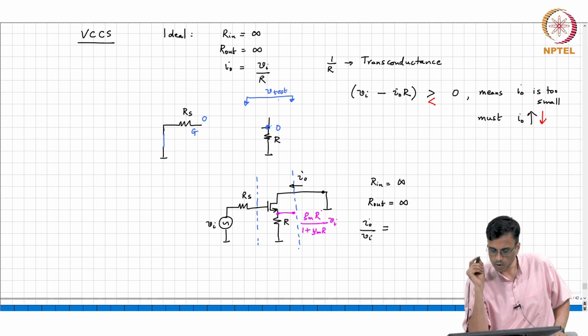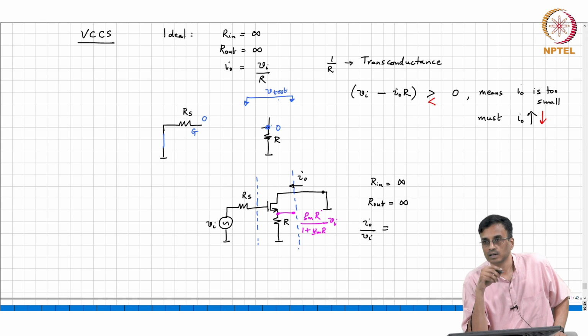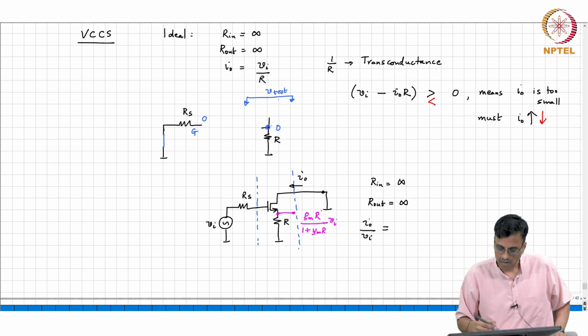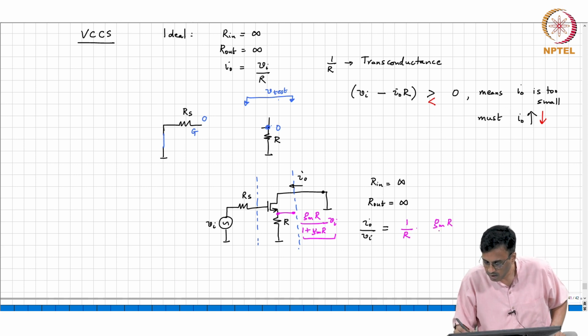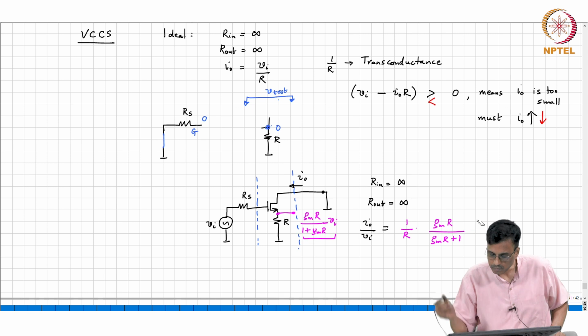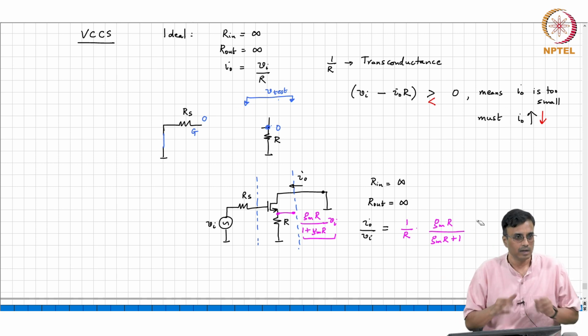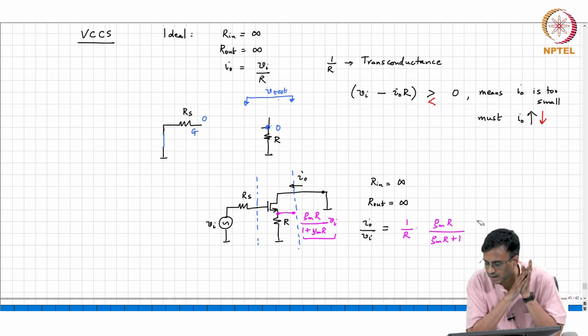Okay, so what is IO? This voltage divided by R. So this is nothing but 1 by R times GmR by 1 plus GmR, times Vi. I prefer to write it this way because it shows you something. Alright, and remember that sanity check.